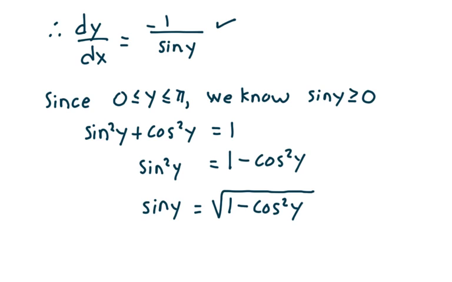And again, we're going to start with the Pythagorean identity that sine squared y plus cosine squared y is equal to 1. Sine squared y is equal to 1 minus cosine squared y, so I just subtracted cosine squared y on both sides. Solving for sine of y, we get sine of y is the square root of 1 minus cosine squared y.